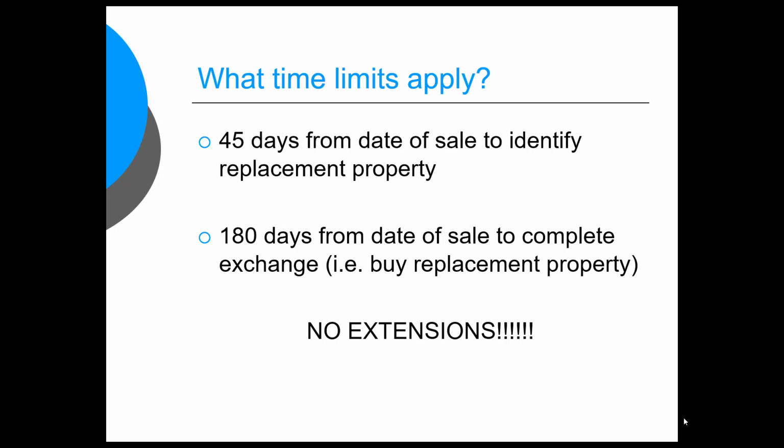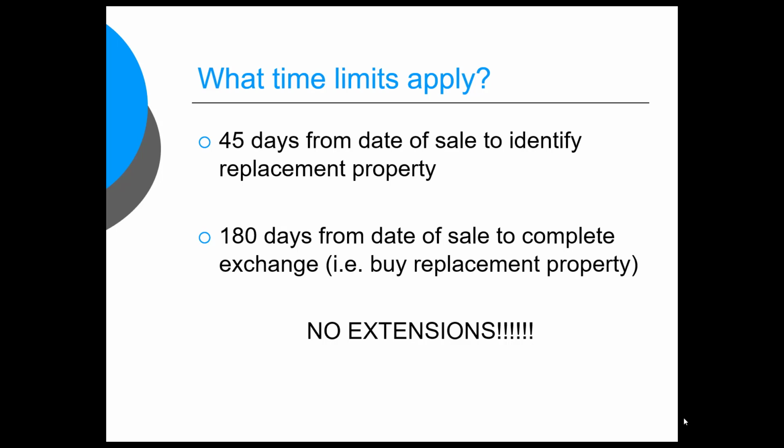So what that looks like in practice is most companies, including us, have a form that they will send you. And what you'll do on that form is list the legal description or the street address of the property that you're looking to buy. And then just return that form. And that is identifying the replacement property. And then you have the rest of those 180 days to go ahead and close and complete the purchase of the replacement property.